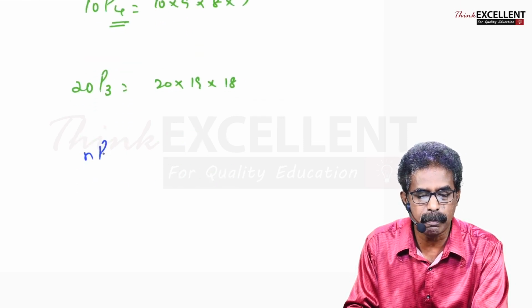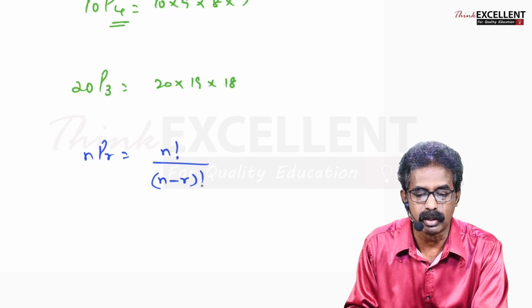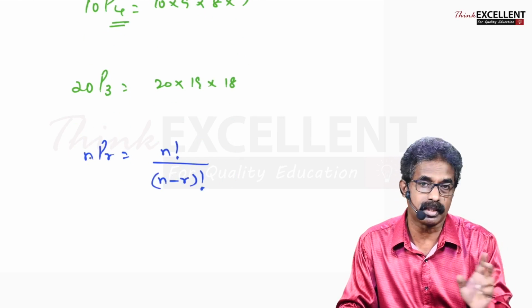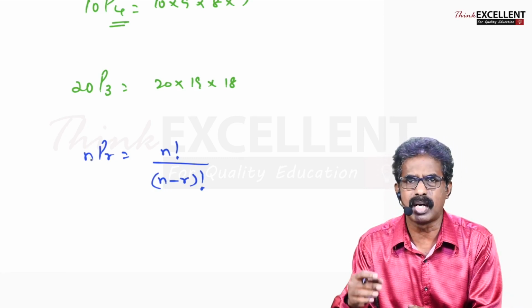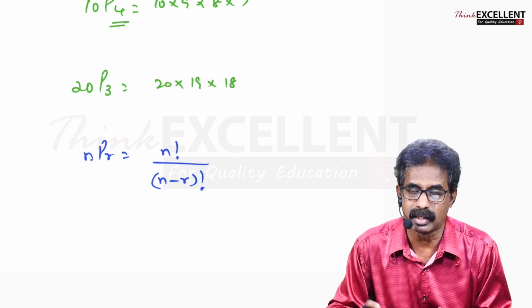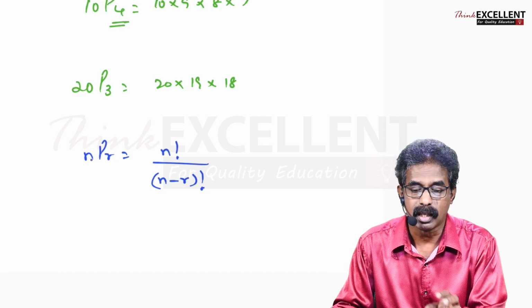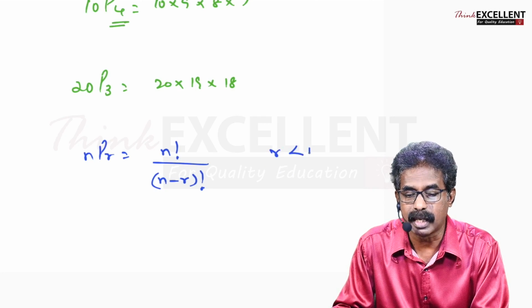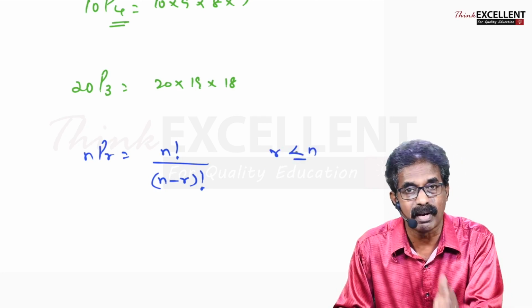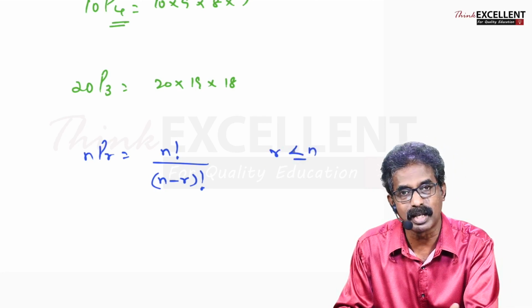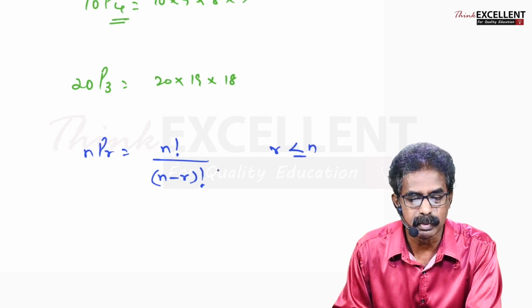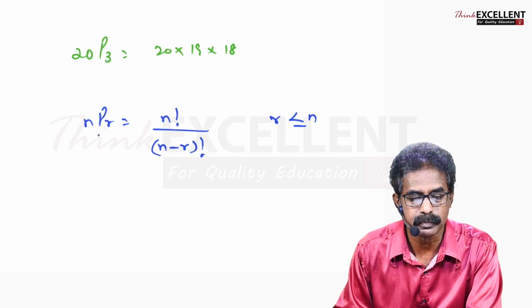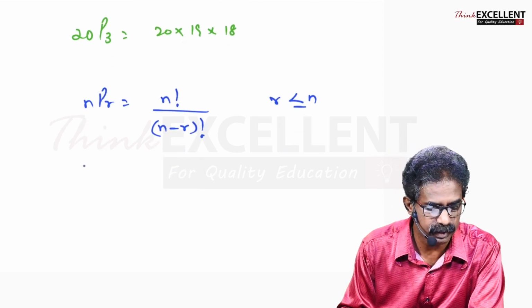So once again, you see nPr. What's the formula? n factorial by (n minus r) factorial. Please remember the first number must always be greater, because from 10 you can take 1 or 2 or 0 or even 10. From 10 you cannot take 20. So r must be less than n, or it can even be equal to n. From 5 you can take 5, but from 5 you cannot take 6. So the second number cannot be more than the first number, and it must be a whole number also. Okay, so this is the basic formula.